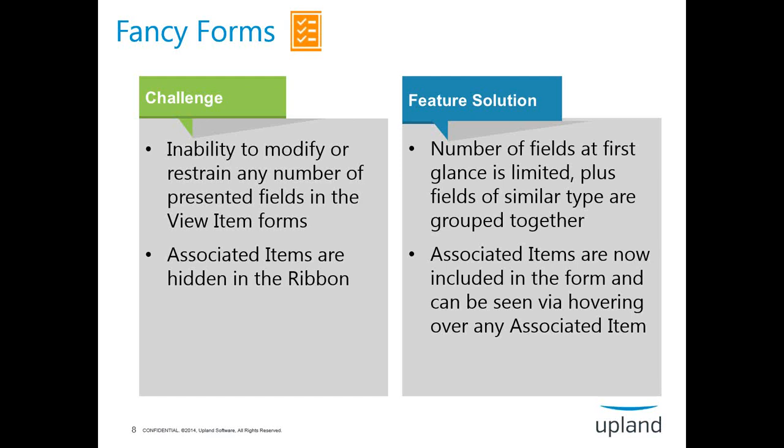Fancy forms address this by limiting the fields at first glance when I first open the view item form. And it also groups similar items together. So if I want to look for an individual, there's an area where just the individuals or colleagues are represented. Associated items have also been moved to the main content area, and we've actually included also a hovering capability where I can hover over an associated item and see further information regarding it. Let's take a look at this.